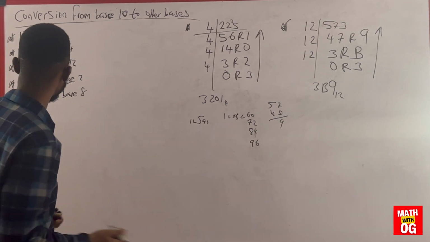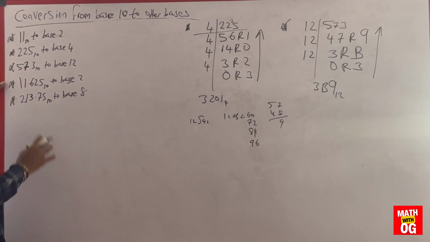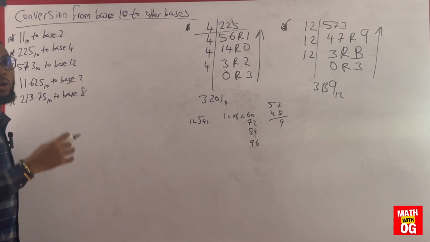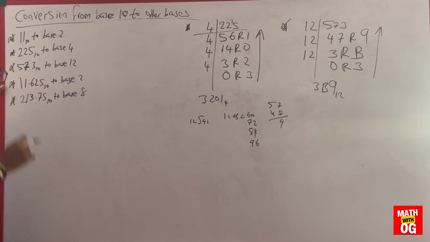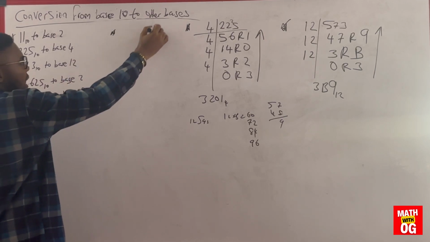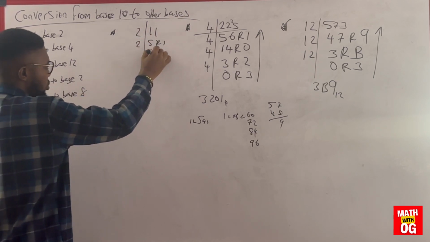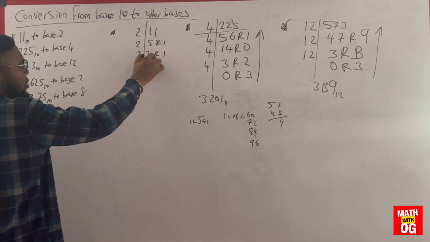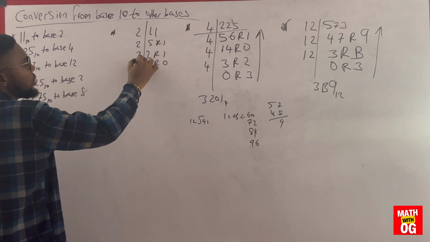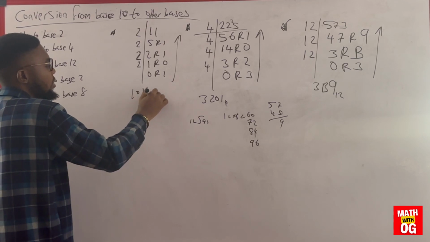Now let's move on to the next question. 11.625 to base 2. In order to solve this, we are going to solve the whole number part separately from the fractional part. So for the whole number part, 11, I think we've done this already. This is 5 remainder 1. This is 2 remainder 1. And this is 1 remainder 0. This is 0 remainder 1, which is 1011 base 2.